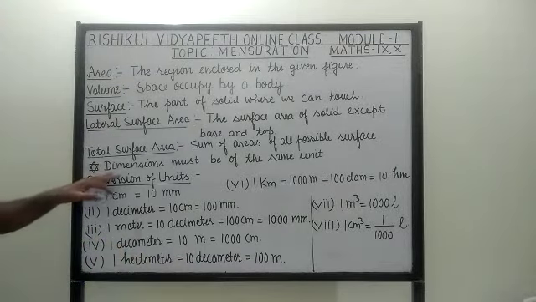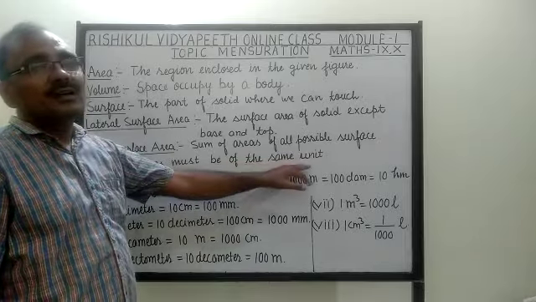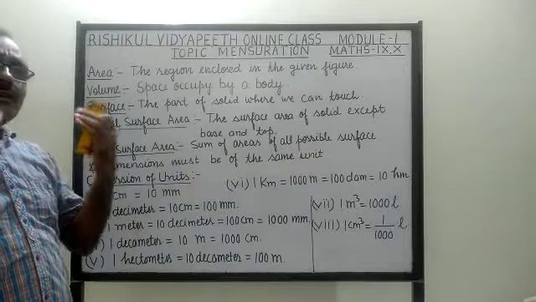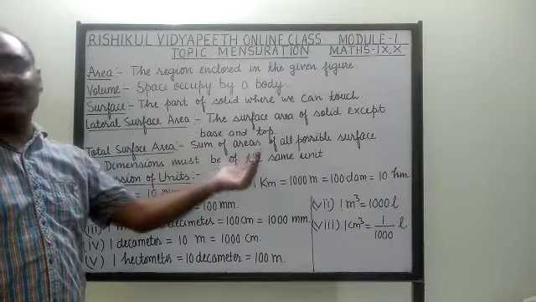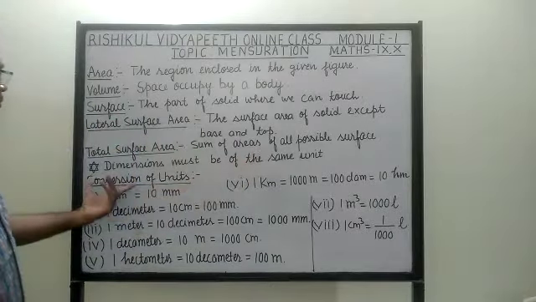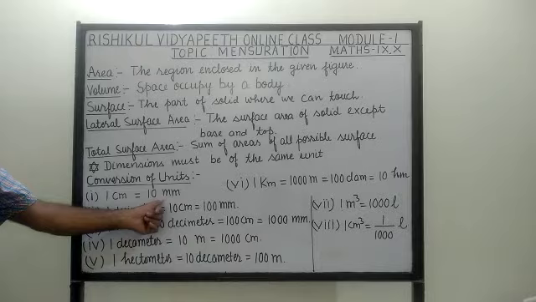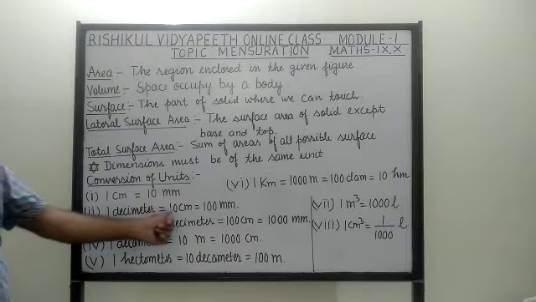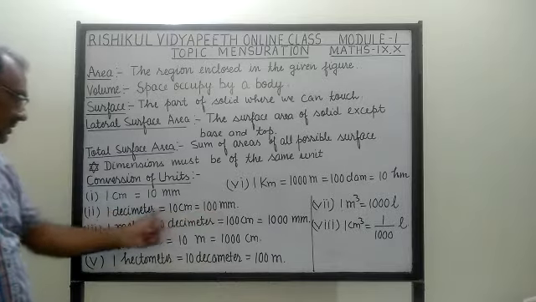Now remember that dimensions must be of the same unit. If in this room length, breadth, height are in different units, first of all you convert into the same unit. Clear? So conversion of units, you remember this: 1 centimeter equal to 10 millimeter. Next one is 1 decimeter equal to 10 centimeter equal to 100 millimeter.